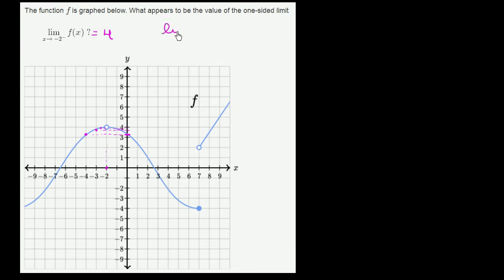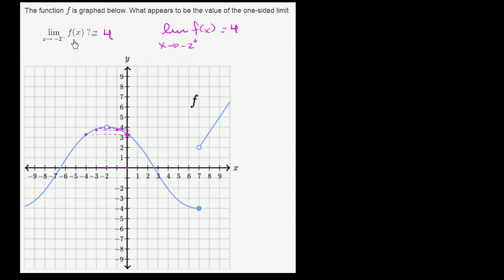Now, if we also asked ourselves the limit of f of x as x approaches negative 2 from the positive direction, we would get a similar result. When x is 0, f of x seems to be right over here. When x is 1, f of x is right over here. When x is negative 1.99, or negative 1.9, f of x seems to be right over here. So once again, we seem to be getting closer and closer to 4.